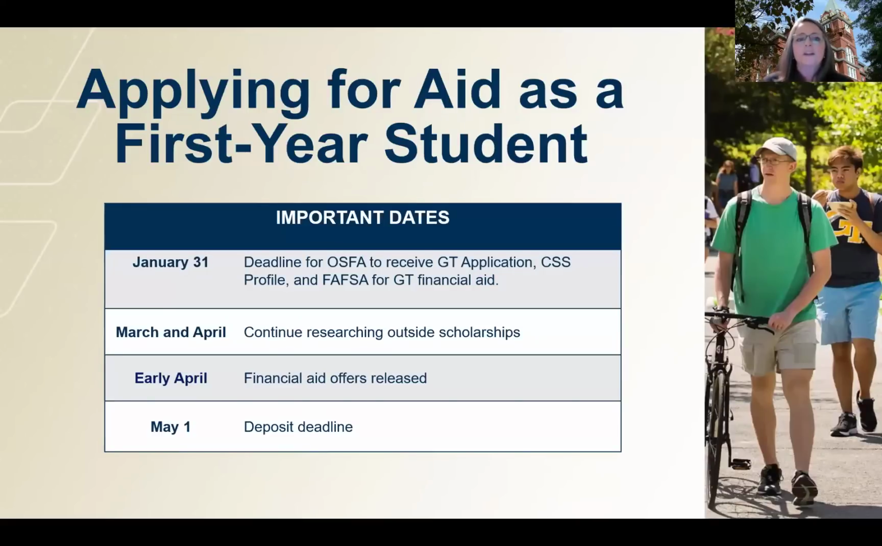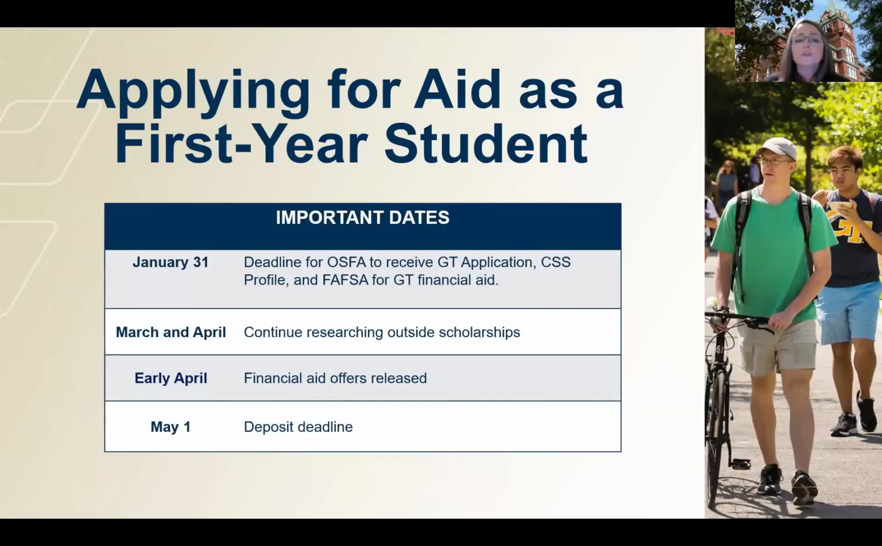We've talked quite a bit about that January 31st date. So we have some important dates for you to remember besides that one. But let's talk again about what January 31st means. It is the deadline for the Office of Scholarships and Financial Aid at Georgia Tech to receive the Georgia Tech application for financial aid, which is a really simple application, just asks a few simple questions, doesn't collect any income information. The CSS profile and the FAFSA. Those are the applications that you must complete by January 31st for us to evaluate your application for need-based financial aid at Georgia Tech.